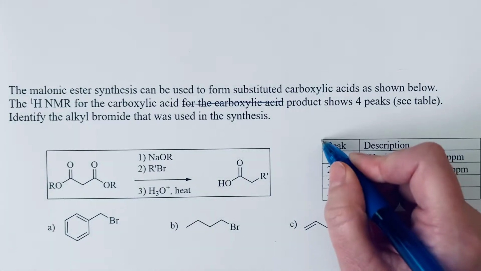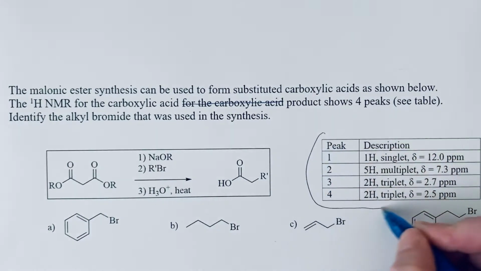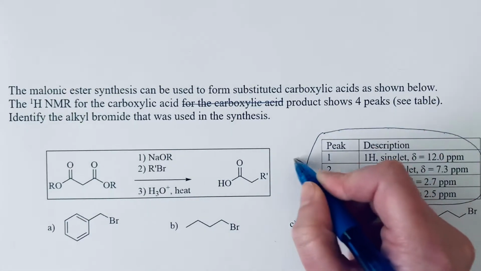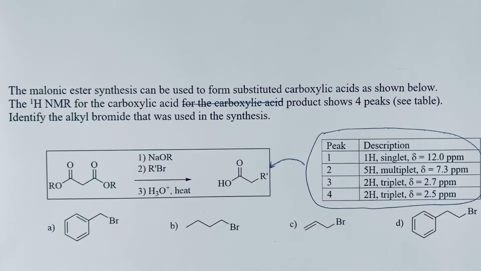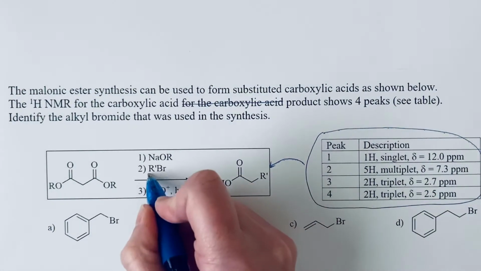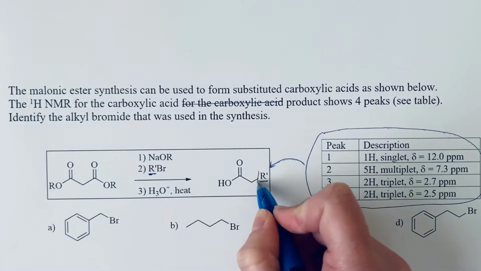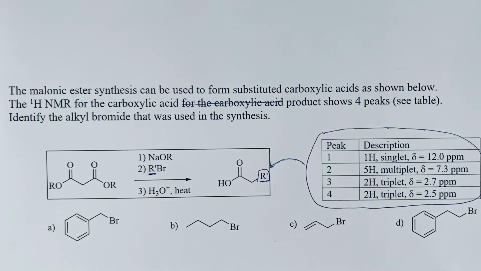So this NMR data is matching this product. And then in figuring out our alkyl bromide, we're trying to identify this R piece of the product. But before we get to that, I want to run through quickly the mechanism and the major concept of the malonic ester synthesis.